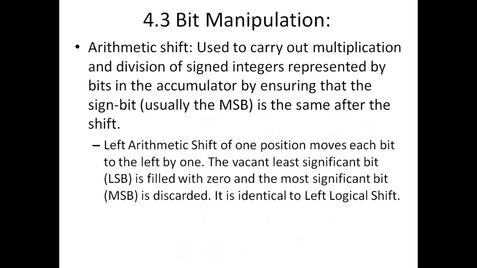Then we have something that is known as arithmetic shift. It is used to carry out multiplication and division of signed integers represented by bits in the accumulator by ensuring that the sign bit, which is normally the most significant bit, is the same after the shift. Basically, if you are dealing with negative numbers or 2's complement format, if you are multiplying or dividing a number, a negative number especially, or a positive number, then obviously you would want the result to retain its signed value.